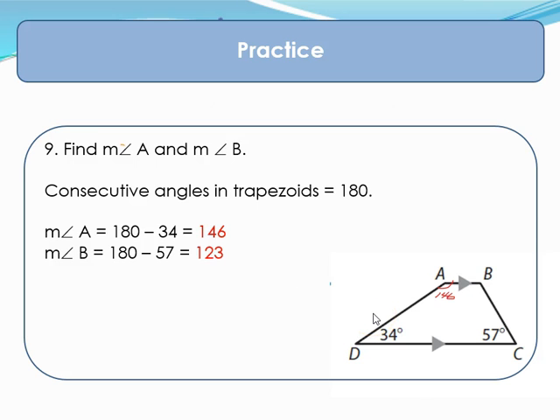And the measure of angle B needs to be part of the supplementary angles B and C. So 180 minus 57 equals 123.